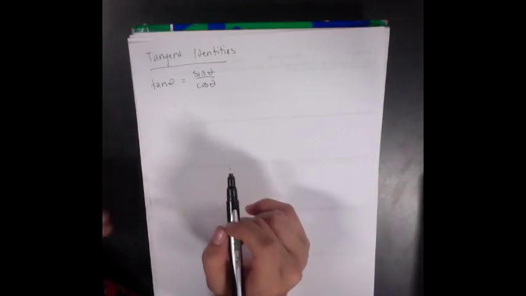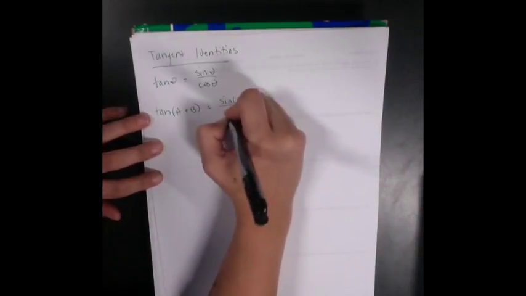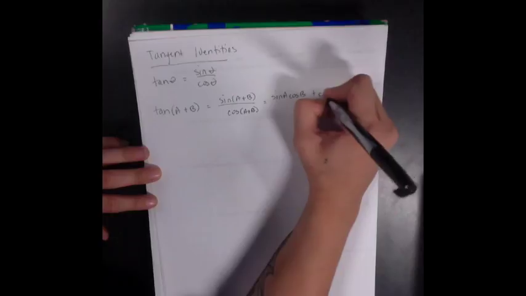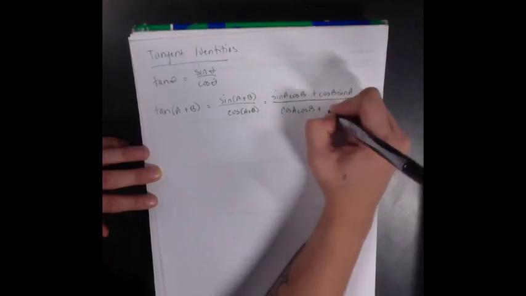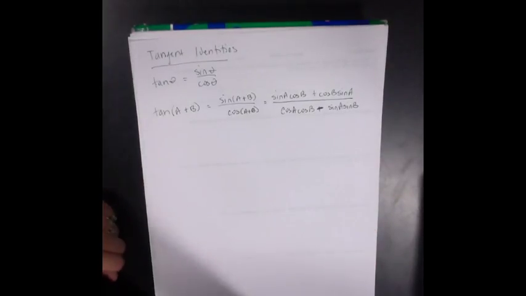Now, we know that I have all of my different identities for sine and cosine. We're going to develop our identities for tangent plus and minus. So let's look at the tangent of a plus b, which is the sine of a plus b over the cosine of a plus b. Now, I have identities for sine and cosine. So this becomes the sine of a cosine of b plus cosine of a sine of b, all over the cosine of a cosine of b minus, sorry, that shouldn't be plus minus, sine of a sine of b.